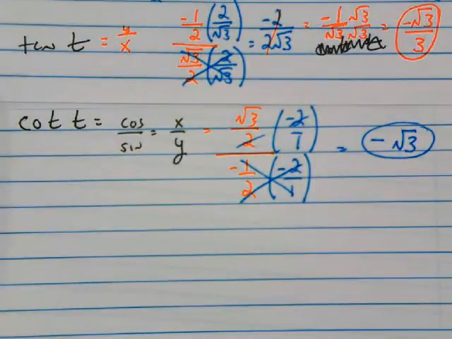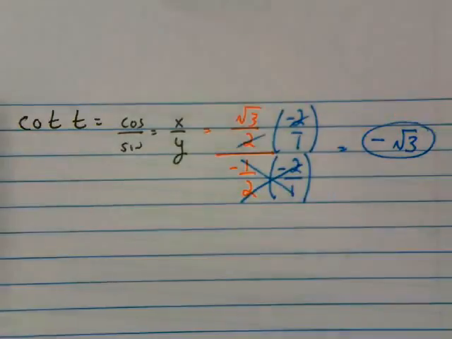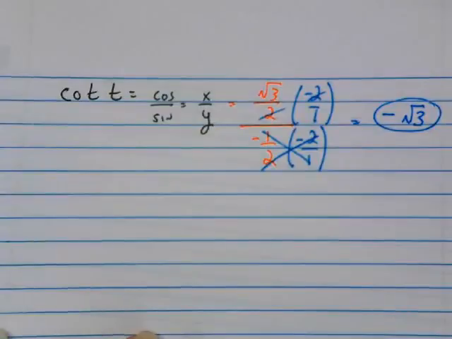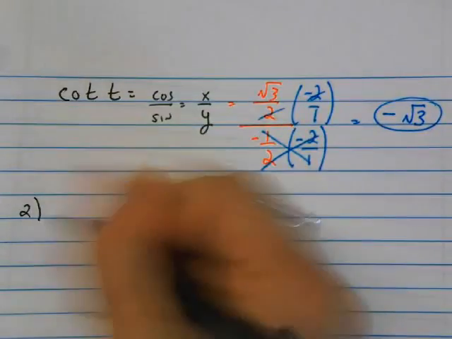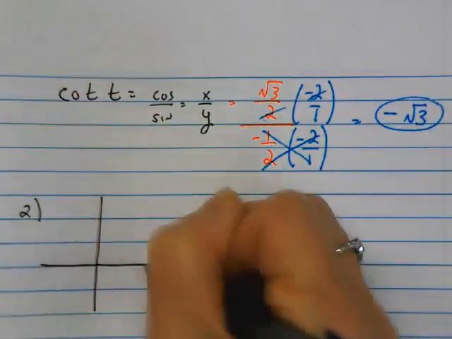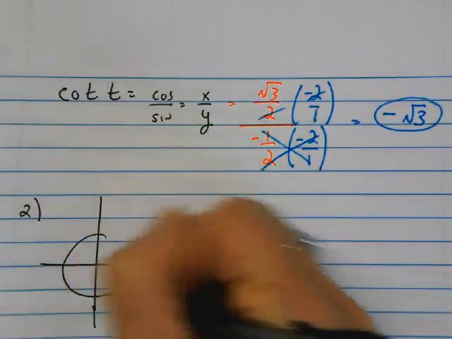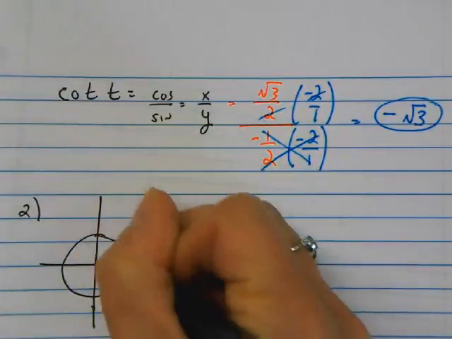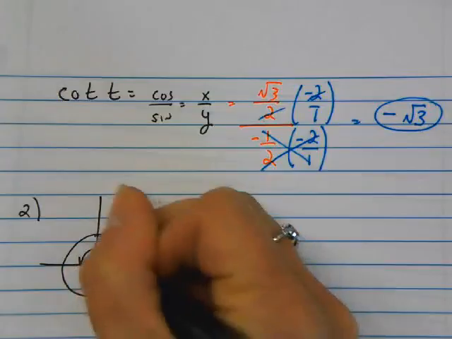Alright, let's try one more. Not quite so complex. Alright, so number 2, we have our unit circle again. This time, t is over here at pi.